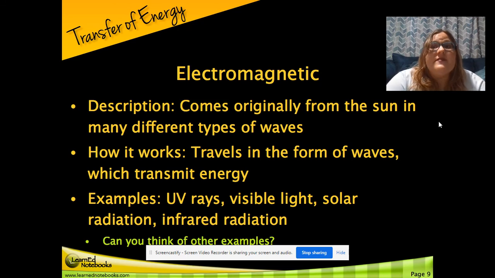Electromagnetic comes originally from the sun in many different types of waves. Travels in the form of waves which transmit energy. Examples are UV rays, visible light, solar radiation, infrared, all those examples. So you get heat from the sun, but you get visible light, all the colors of the light spectrum, UV, being able to tan, infrared, heat vision, the different ways that animals can see their prey. Those are all examples of electromagnetic.